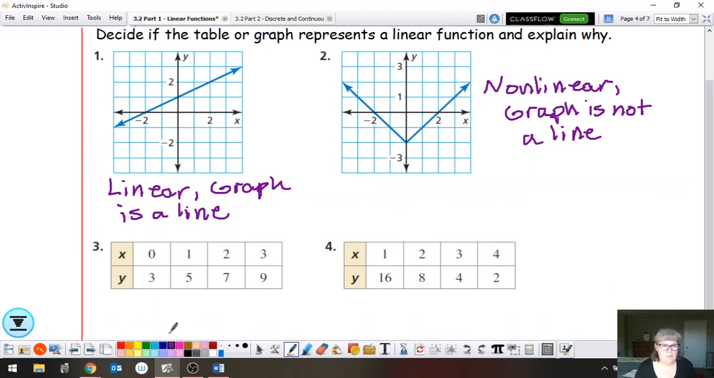Let's look at table 3. The x values are increasing by 1, and the y values are increasing by 2. So this is linear because we have a constant rate of change.